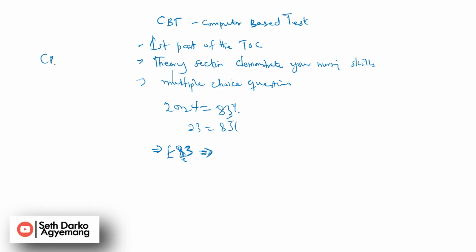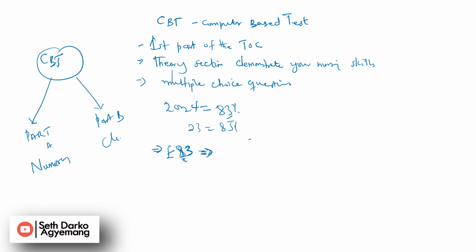So now this is the CBT. As I said, it comes in two parts. We have part A and then we have part B. Part A consists of numeracy, so as the name implies, numbers. It's much more of calculation, drug calculation, because as a nurse or midwife, you'll be giving medications and you've got to be able to calculate what dose you've got to give to your patient. And part B is what we call clinical.